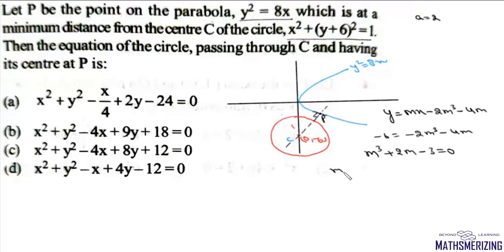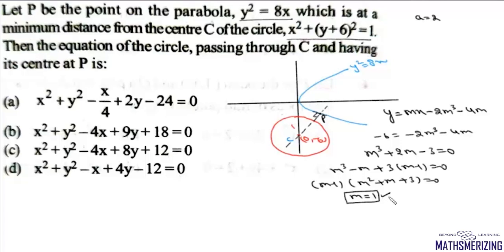So we can write this as m cube minus m plus 3m minus 3 equals 0. So we can take m minus 1 common, then it will be (m minus 1)(m square plus m plus 3) equals 0. Here we are getting only one solution, and that is m equal to 1. So the normal which passes through the center of the circle has slope 1.